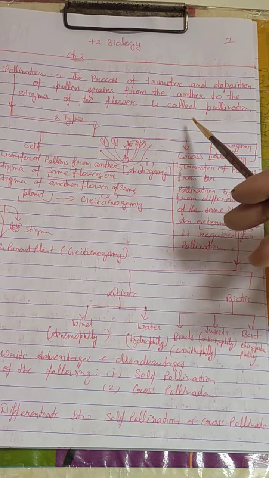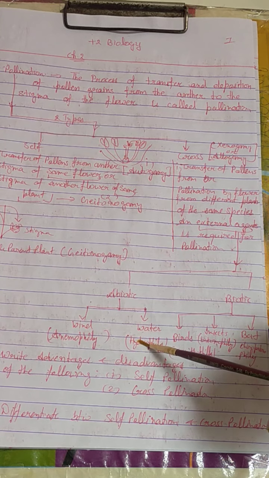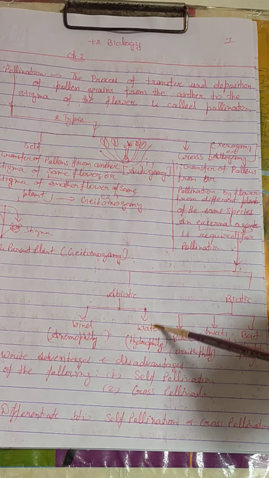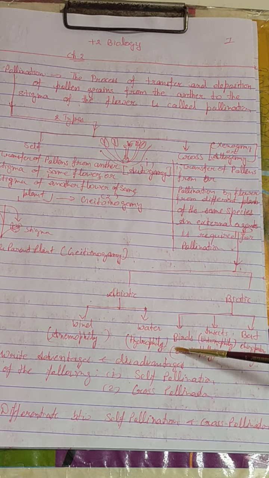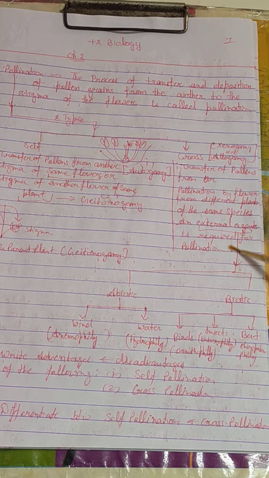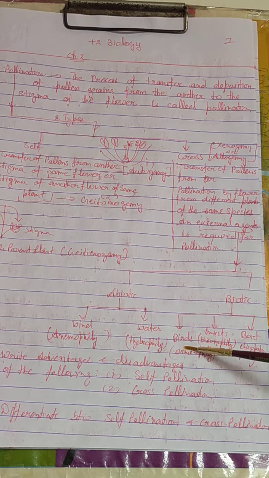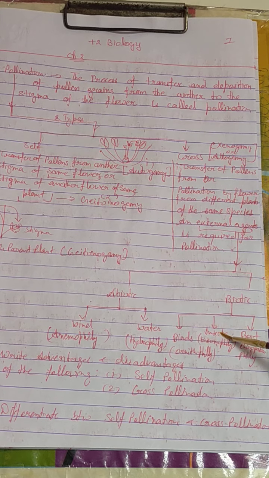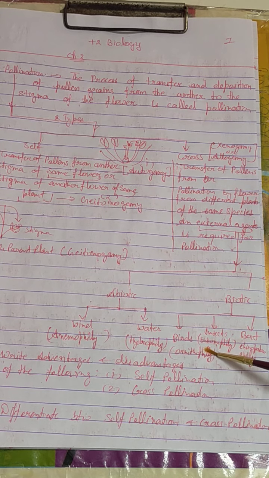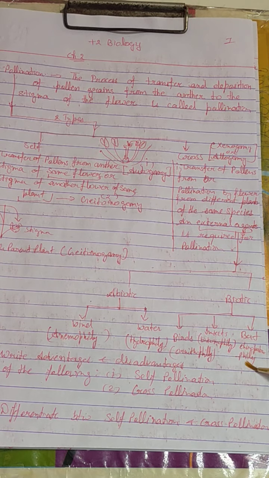The cross-pollination that is done by wind is called anemophily, and the pollination that is done with the agent water is called hydrophily. Similarly, biotic means living agents that can pollinate plants or flowers, which are birds, insects and bats. The pollination done by birds is called ornithophily, if insects are involved it is called entomophily, and when bats are involved it is called chiropterophily.